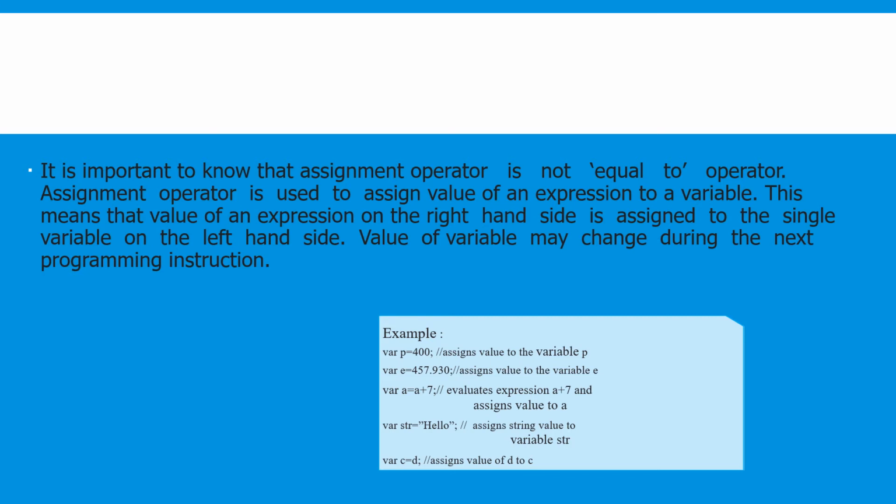So here variable p is equal to 400, that is assigns the value 400 to the variable p. Variable e is equal to 457.930, so assigns the value to the variable e. Where a is equal to a plus 7, so evaluates expression a plus 7 and assigns value to a. Variable str is equal to hello, assigns string value to the variable str. Where c is equal to d semicolon, assigns the value of d to c. So this is assignment operator. In front of equal to sign, what is assigned? That is assigned to that particular variable.